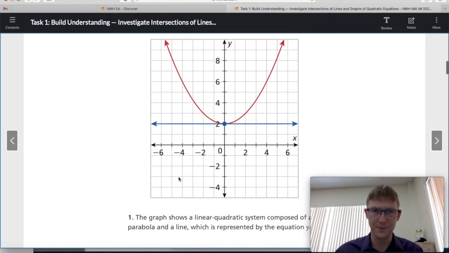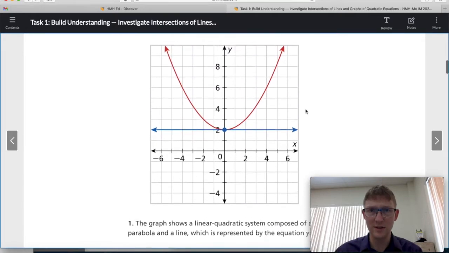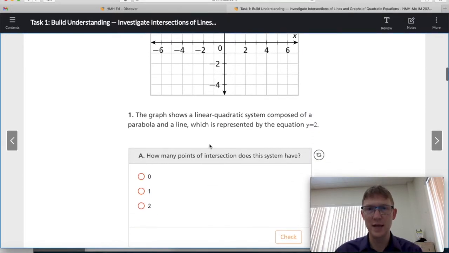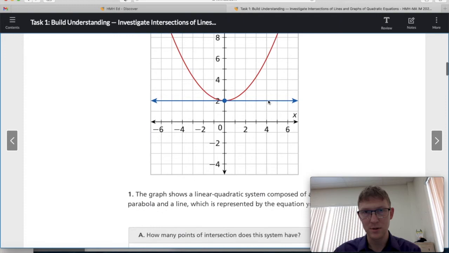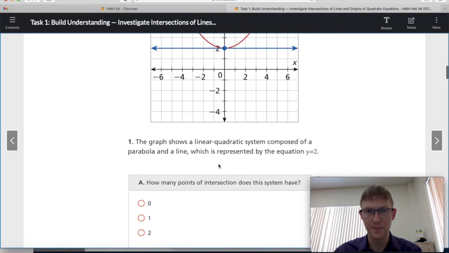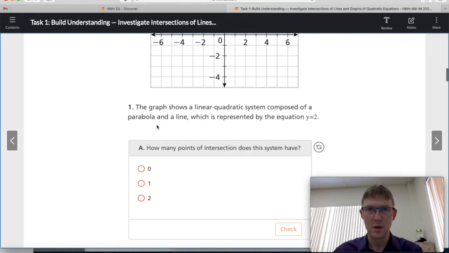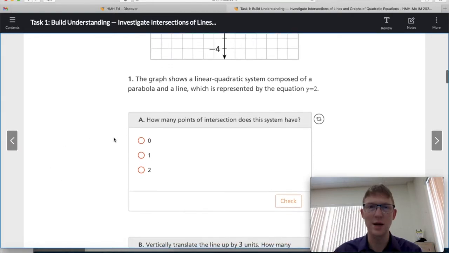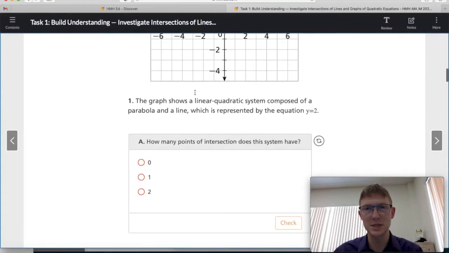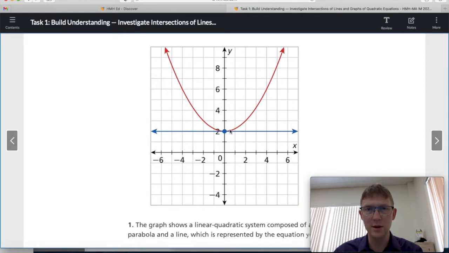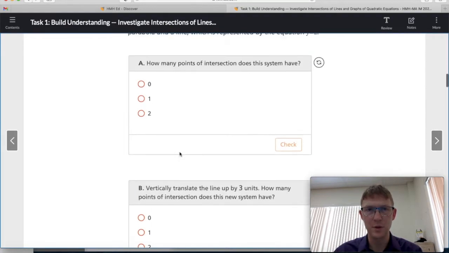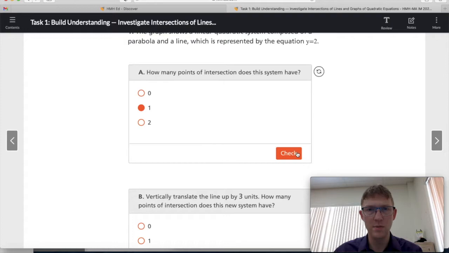But anyway, we can look at this different situation where we have a parabola and we have a straight line. So the graph shows a linear quadratic system, line, whatever that is, parabola, which is represented by the equation y equals 2. So that is our line. So how many points of intersection does the system have? We can look at it, and it clearly has only just one. So we can say 1.